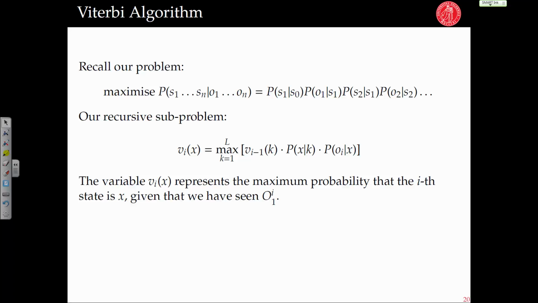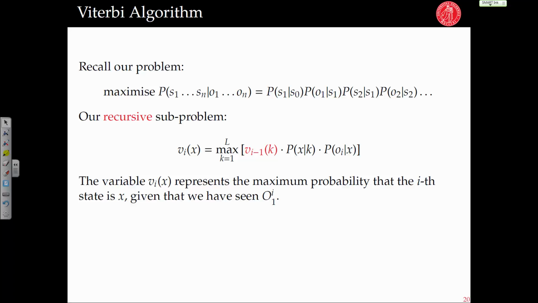And this vi of x can be computed by looking for the max over all possible states k, with k from 1 to L. So if we denote the states by numbers, where the first state is 1 and the last state is L, the size of our state set, we can compute vi of x using this equation. And this is where we see the recursiveness, or the recursion.